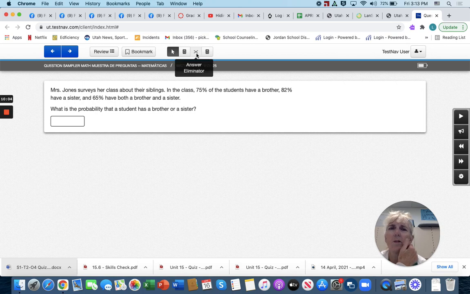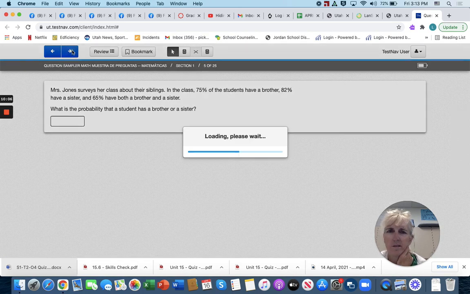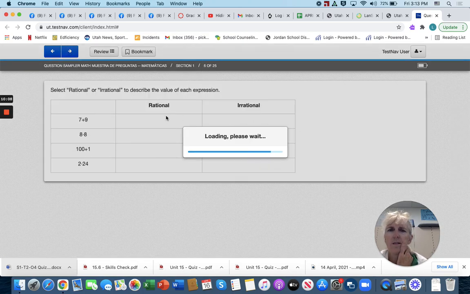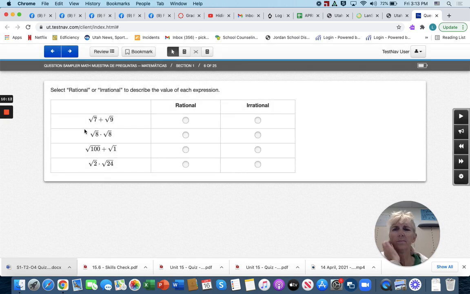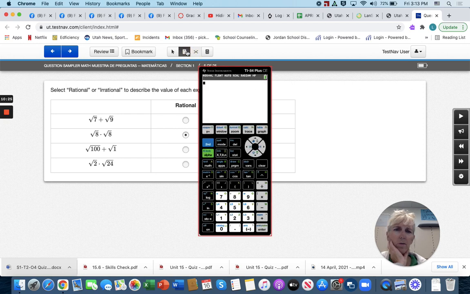This again you could use on your calculator. Is the answer rational or irrational on either of these? This is going to be irrational because square root of 7 is an irrational number. This one is going to end up being rational. Does that work on the calculator, I wonder? Square root of 8 times the square root of 8.